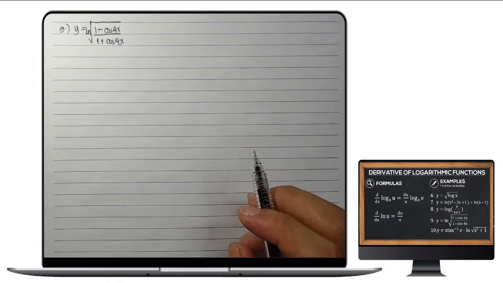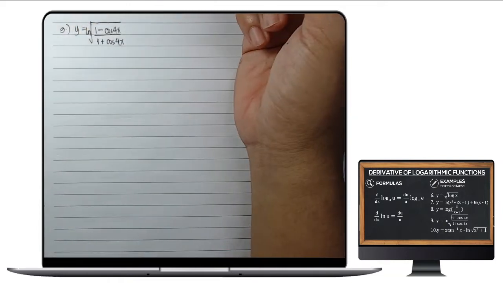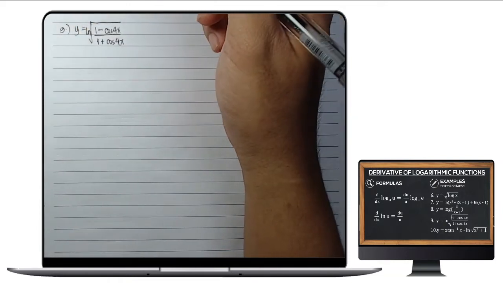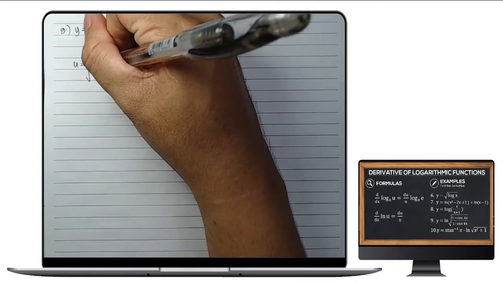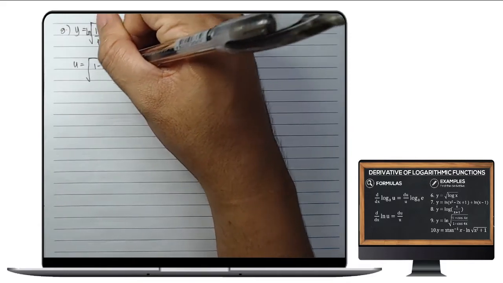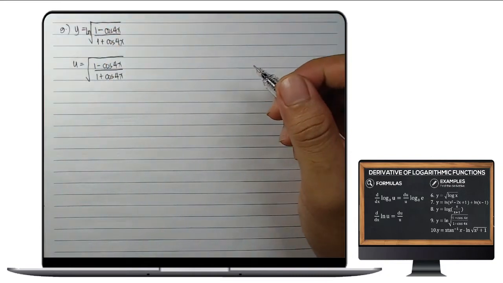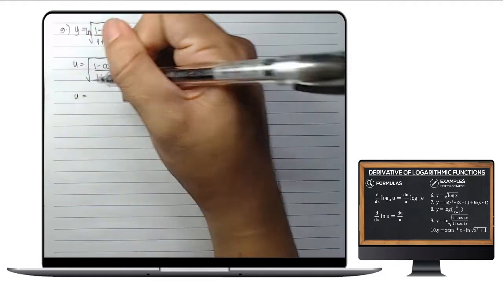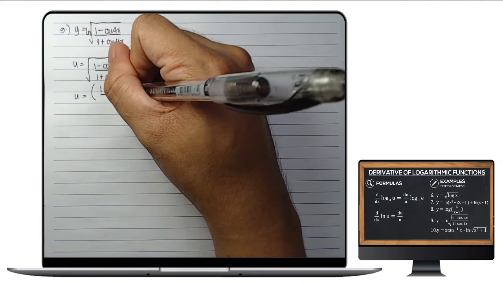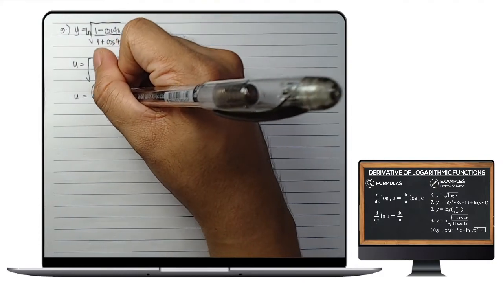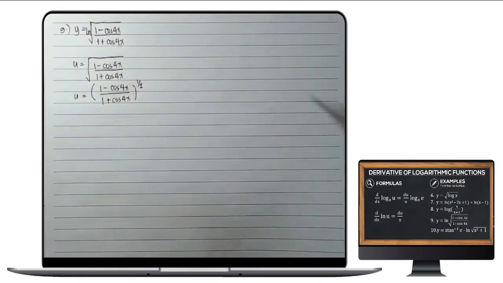So, we can use the main formula for the derivative of ln. So, we can let u is equal to square root. Kuhanin agad natin ang diretso: 1 minus cosine of 4x divided by 1 plus cosine of 4x. Or, we can have it as u is equal to 1 minus cosine of 4x all over 1 plus cosine of 4x, then raise natin ng 1 half.